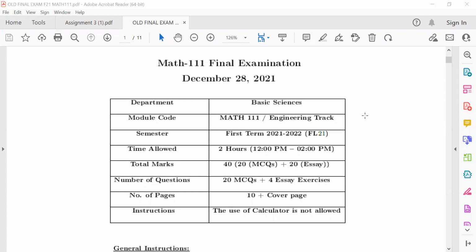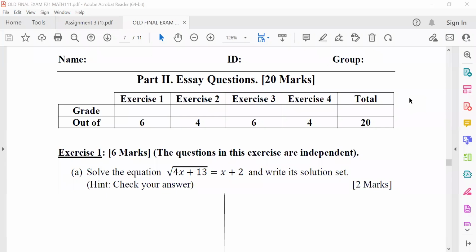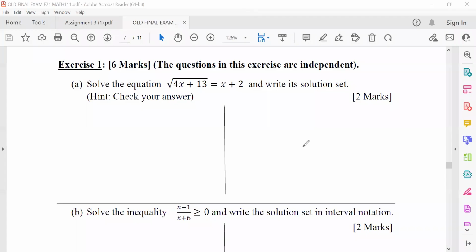This exam will help students from the College of Engineering and the College of Computer Science prepare for their final exam. In this exam, there were 4 essay exercises: 6 points, 4 points, 6 points, 4 points. In this video, we'll give the solution of exercise 1, solving equations and inequalities, chapter 2. In other videos, we'll see some of the other exercises. Okay, let's start with the first exercise.